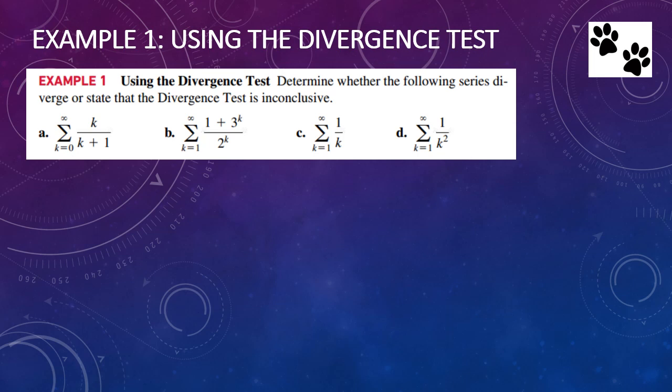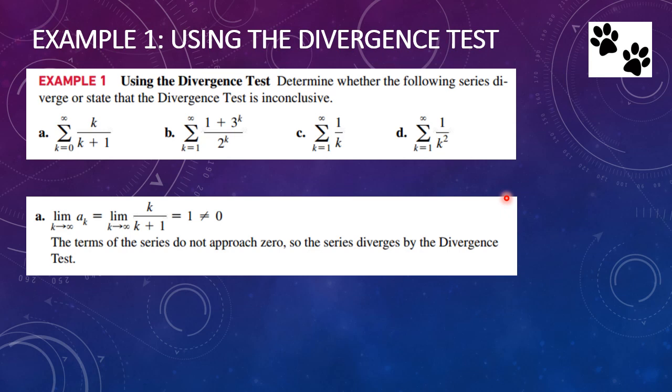So let's look at our first example. This is pretty straightforward. See if you can do this. Remember, we're using the divergence test that says that if the limit as k goes to infinity of a sub k does not equal 0, then the series diverges, okay? So all you're going to be doing is applying the limit as k goes to infinity on all of these formulas and seeing if it goes to 0 or it doesn't. It goes to 0 if the series converges. If it doesn't go to 0, then we know it diverges, okay? So hit pause and try these now.